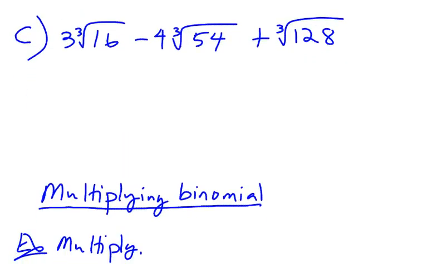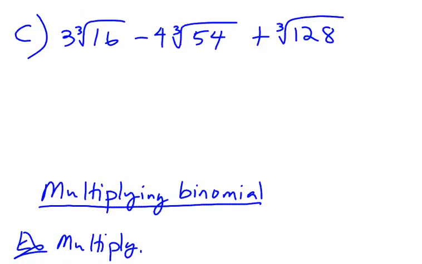In example C. All right. Well, the good thing is they're all cube roots. So hopefully I can put them together. But the radicands are all three different. Well, let's try and simplify this.